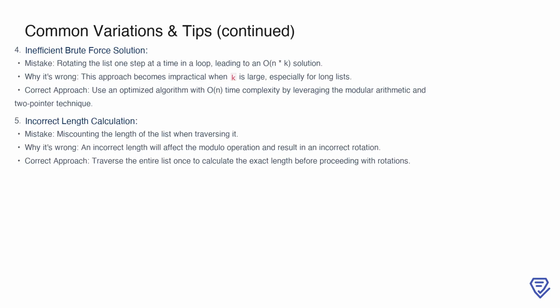Similarly, incorrect length calculation is another pitfall. If you miscount the length of the list during traversal, the subsequent modulo operation will be incorrect, and this will result in an inaccurate rotation. To avoid this, always traverse the entire list once to calculate its exact length before proceeding with the rotation logic.